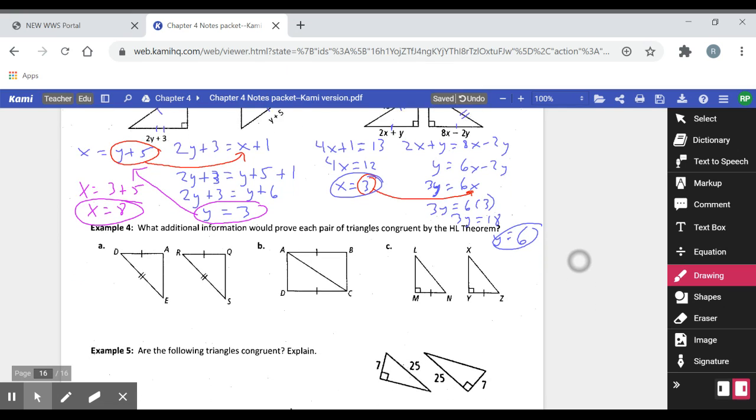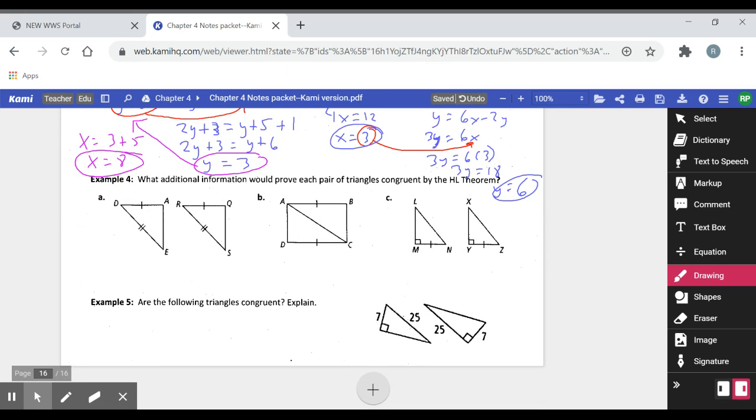All right, just last little bit here. On example 4, it says what additional information would prove each pair of triangles congruent by the hypotenuse-leg theorem. So if we look at A, we can see the hypotenuse is congruent for both here. We can see a pair of legs congruent. The only thing missing is that these need to be right angles. So angle A and angle Q are right angles. Okay, and if those are right angles, those are therefore right triangles.